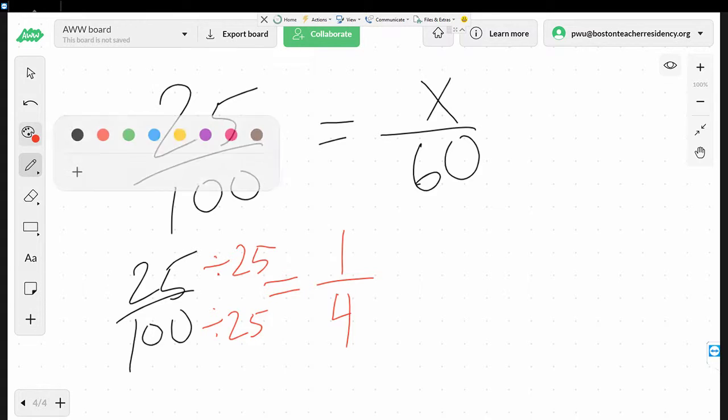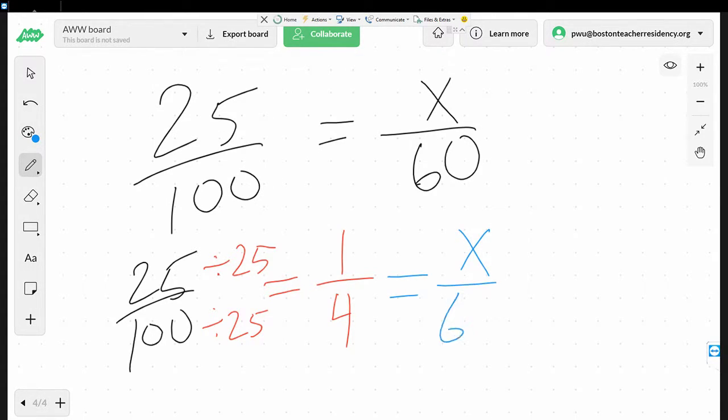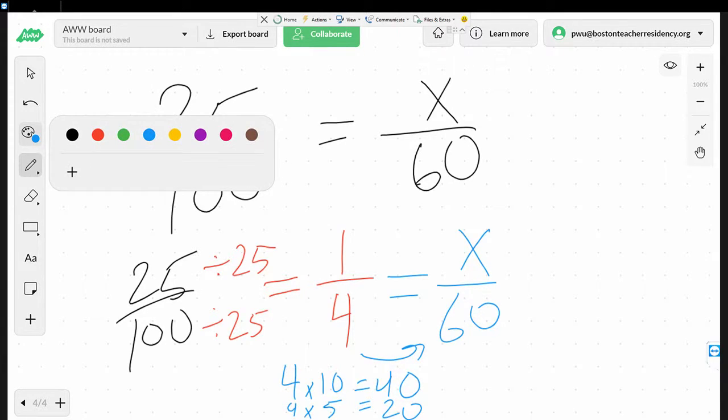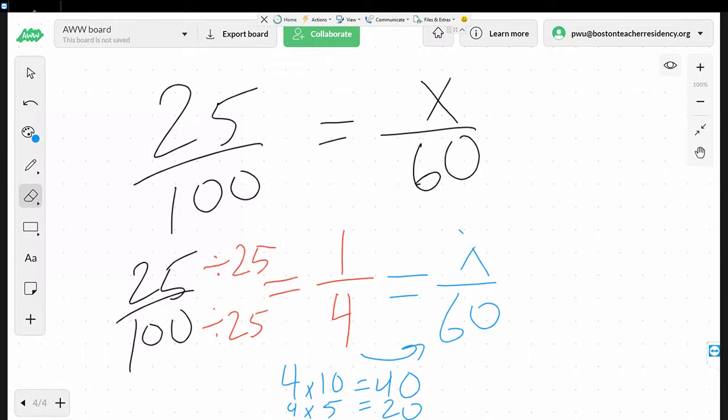So now we can use this to finish our problem. 1 quarter is equal to x out of 60. And now we just have to go from 4 to 60. Well, I know 4 times 10 is 40. So I need 20 more. And I know 4 times 5 is 20. So I add them up. X is going to be 15.